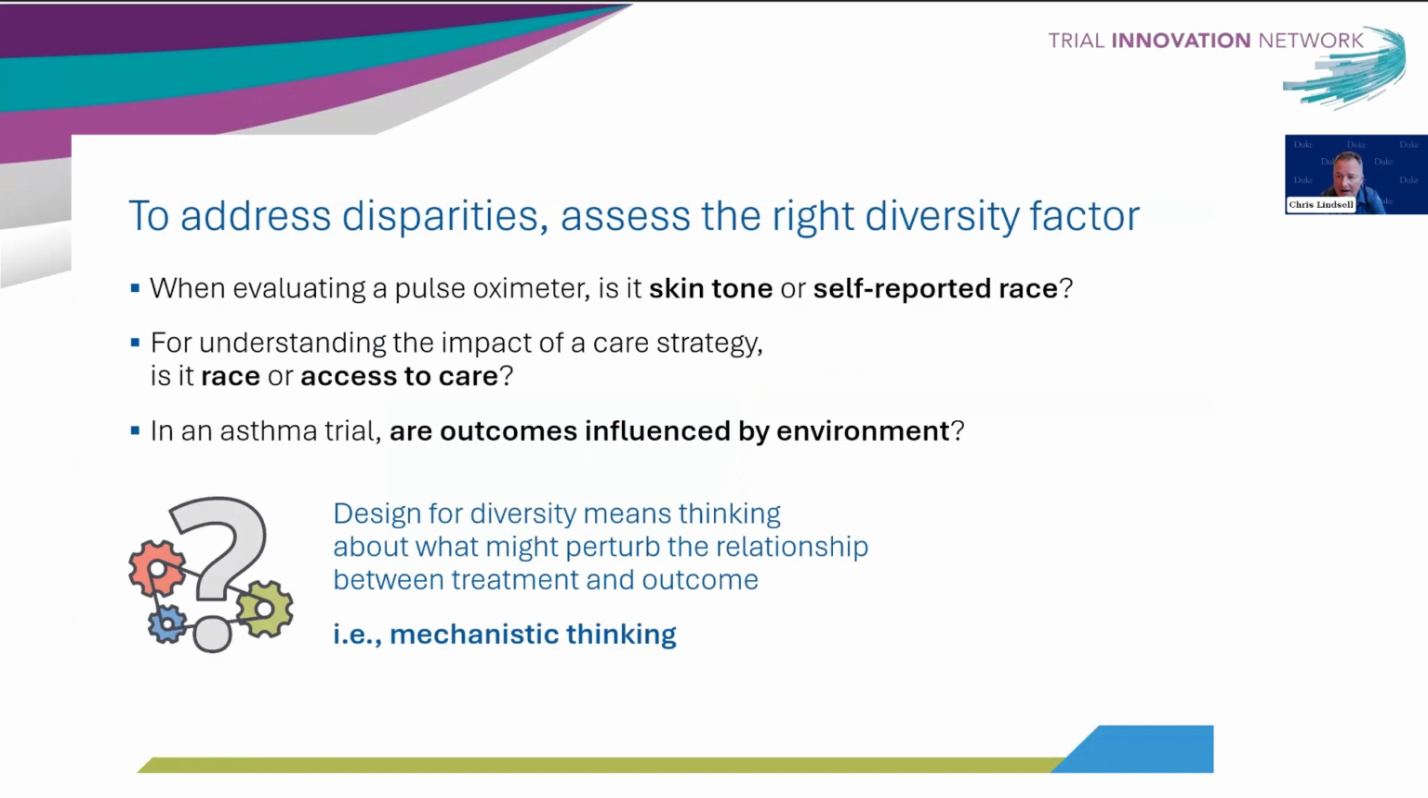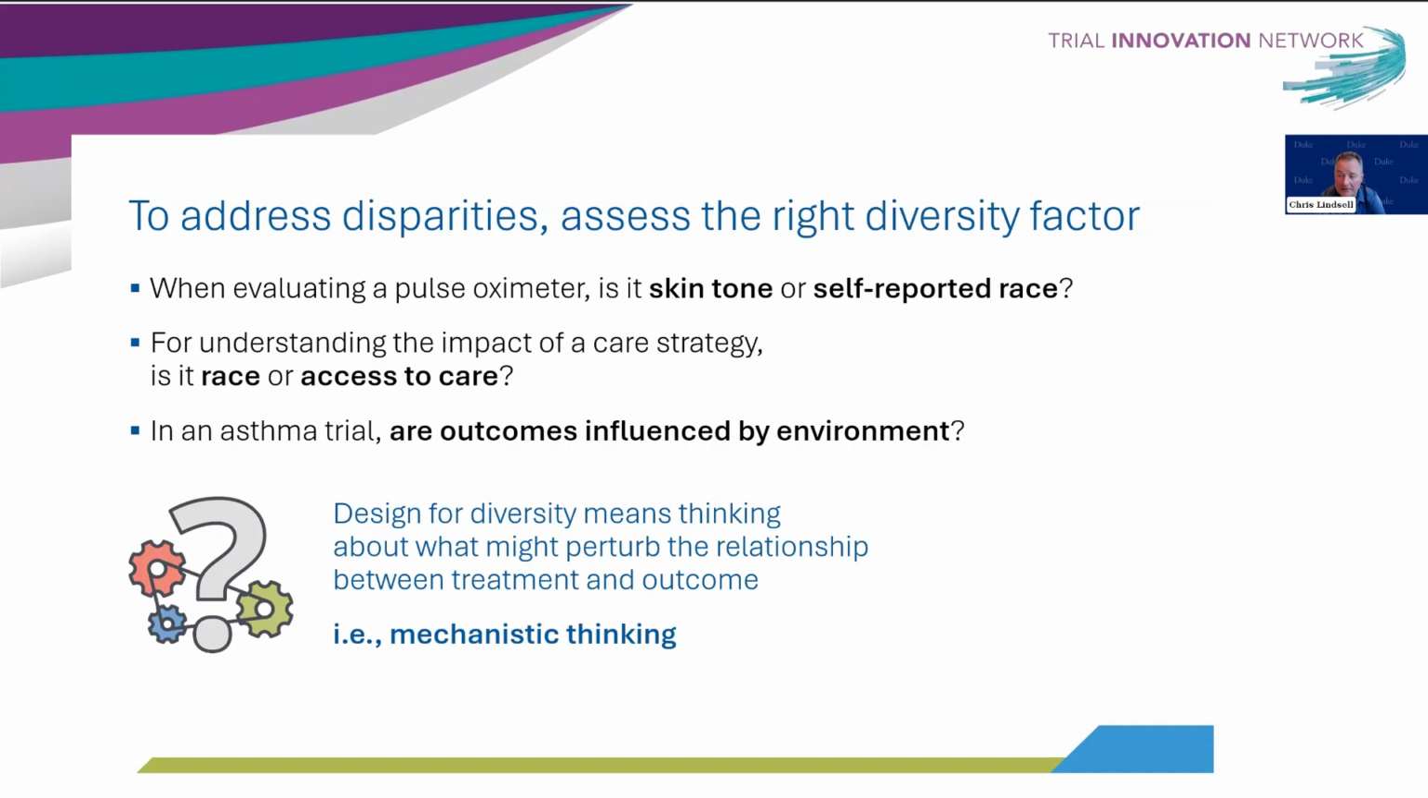And so when we're designing our analysis for diversity, we need to make sure that we understand the diversity variable and we pick the right one. You know, for example, with a pulse oximeter, should I measure and assess self-reported race? Or should I evaluate the effect of skin tone on my outcomes? Those are similar but different, and it's important to get it right. Similarly, for understanding the impact of a specific care strategy on outcome, sometimes we see people just add a race variable, and they say, oh, look, race is significant, there's a disparity. You know what? Maybe it had nothing to do with race. It happened to do with perfect confounding by access to care.